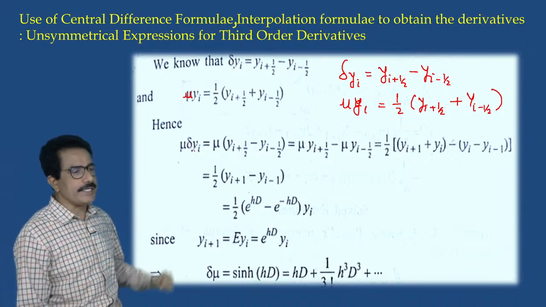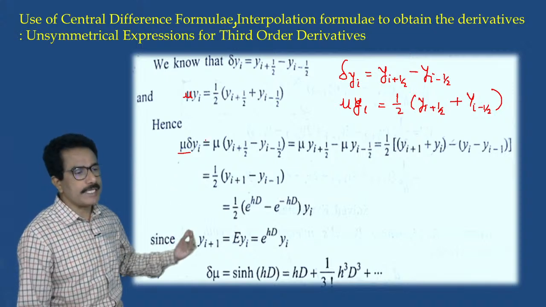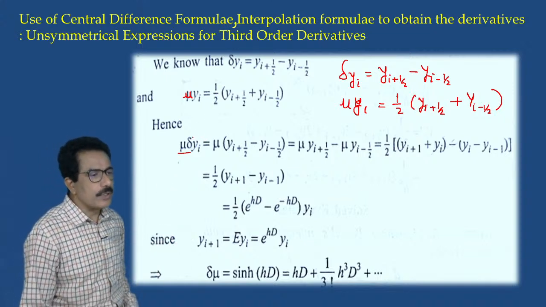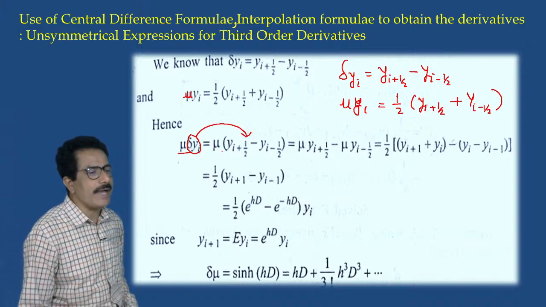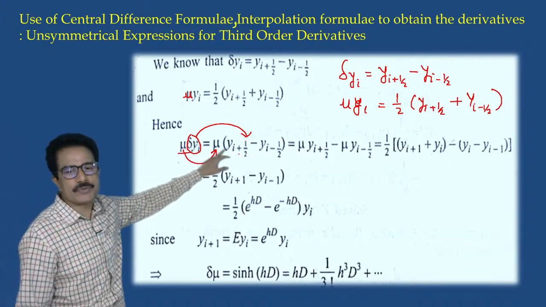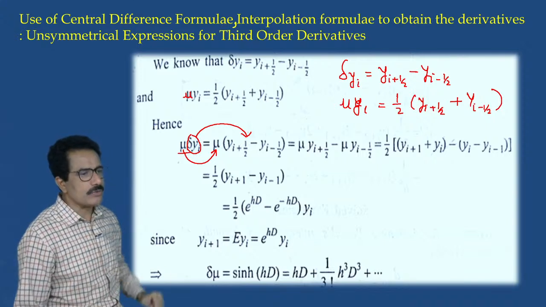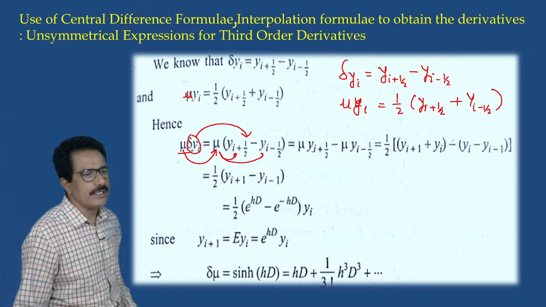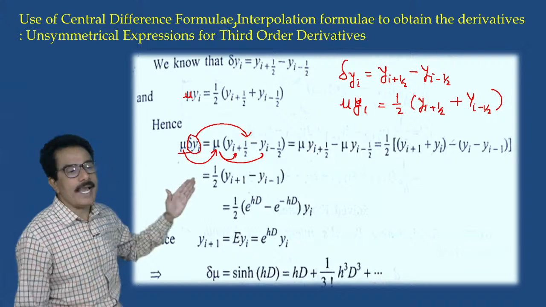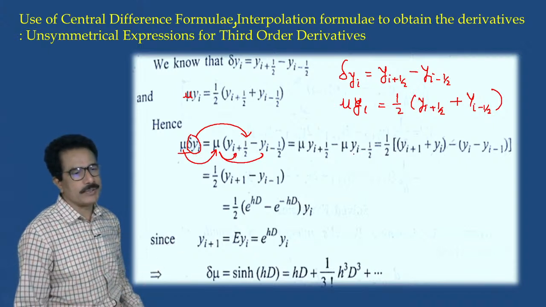So we can write mu delta of yi. Now we can find mu delta of yi. Put mu as it is, and delta yi means y i plus 1 by 2 minus y i minus 1 by 2. Now separate this mu on both the functions. So mu of y i plus 1 by 2 minus mu of y i minus 1 by 2.